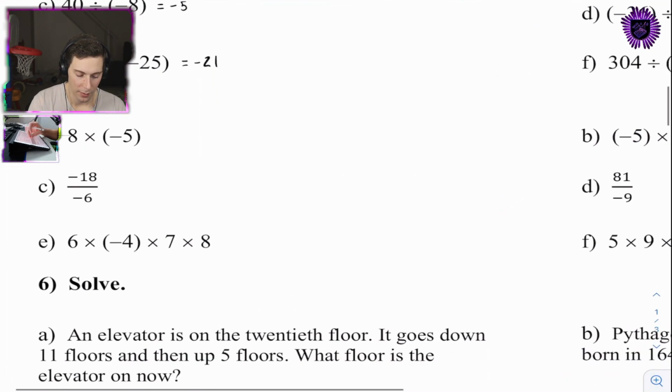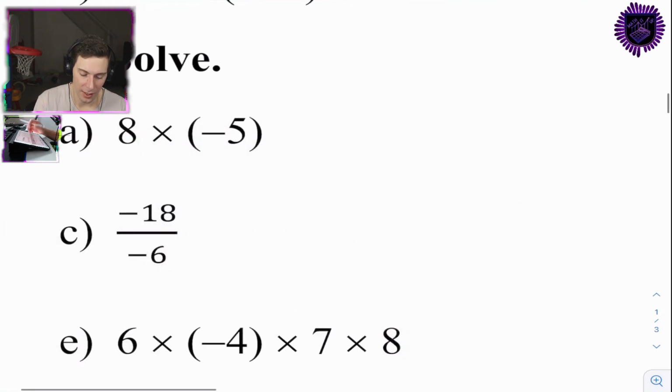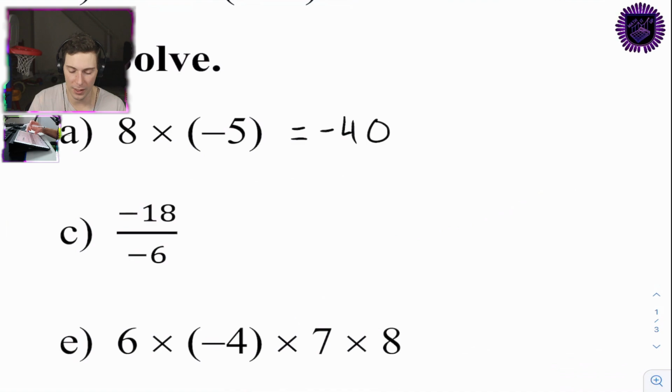Okay, 5. So we got a few mixed questions here. We got some multiplication, some division in fraction format, improper fraction format, and then oh my gosh, 4-step multiplication. So let's go with 8 times 5, that's going to be 40, and it's positive 8 and negative 5, so negative 40.